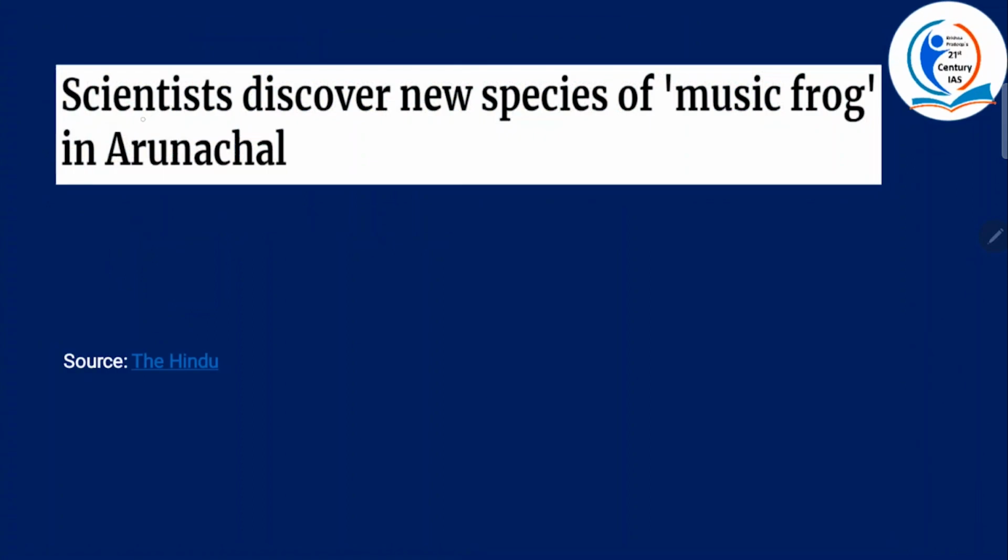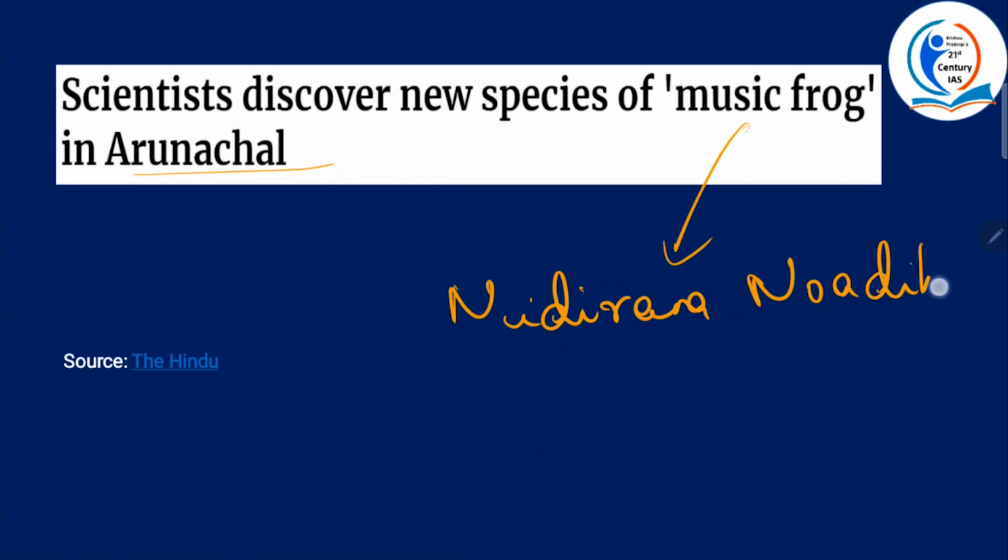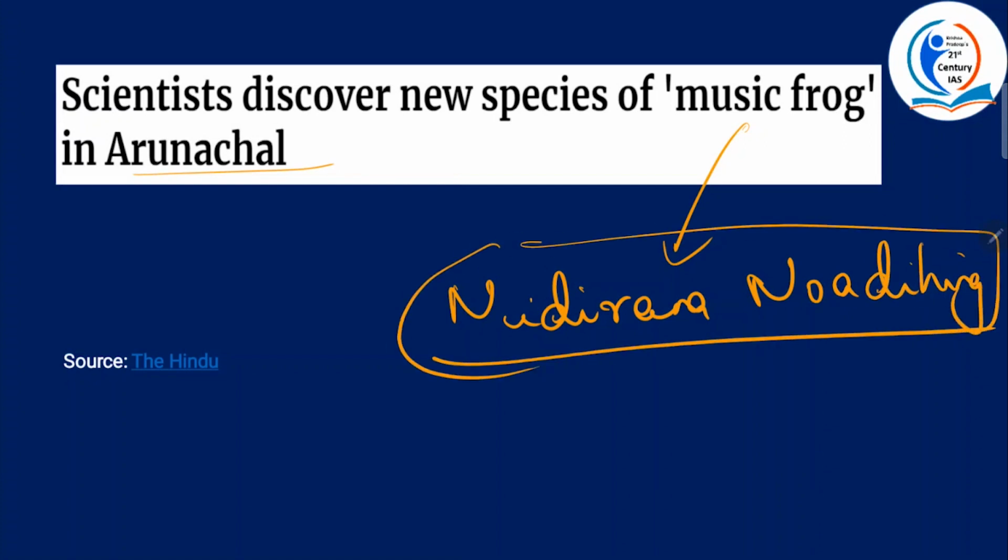Now, next article. Scientists discover new species of music frog in Arunachal. And the name of this is Nidirana Noah Dehing. Okay. If you do not know that it is a music frog, and in the exam, if they ask, scientists recently discovered Nidirana Noah Dehing, and it is what? A butterfly, or ant, or anything. Or Nidirana Noah Dehing, recently in news, is related to a scientific experiment done in the Brahmaputra river or something. You will mark yes. So please be aware of such snippets.